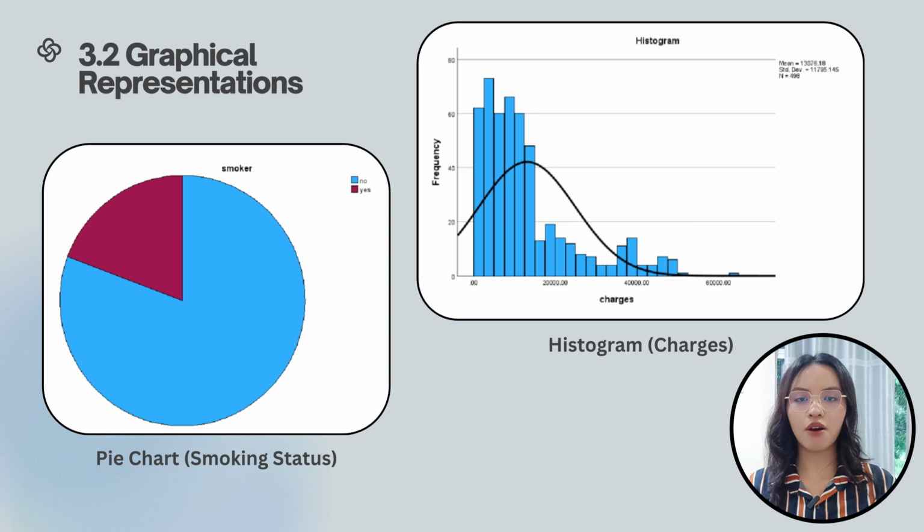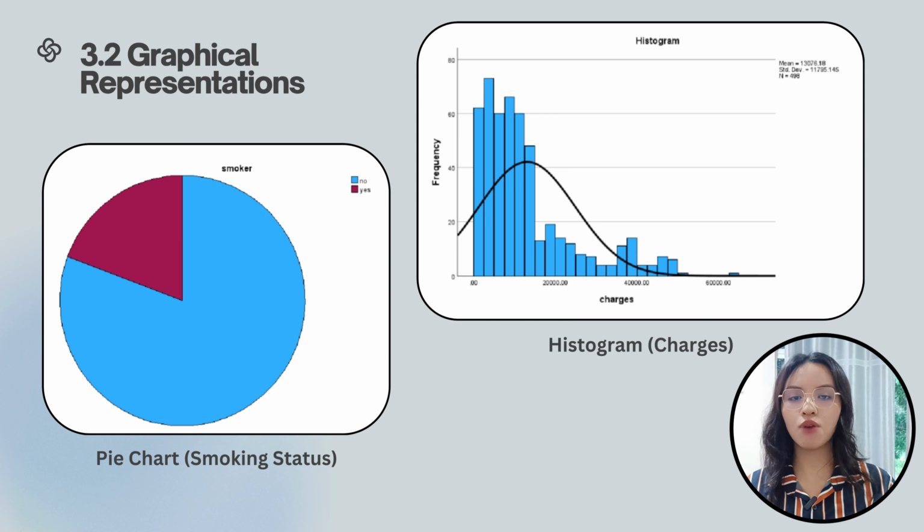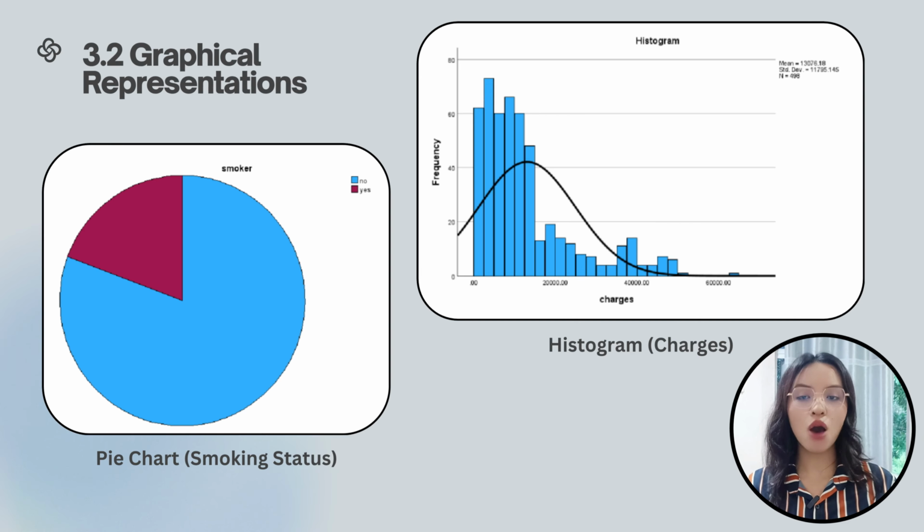From the histogram of insurance charges, around 70 to 75% of respondents pay lower premiums, while only about 25% pay very high premiums. This shows that insurance pricing is based on risk, where a small group of high-risk individuals is charged significantly more. Overall, the graph confirms that the majority are low risk, while the minority group has a strong impact on insurance costs.